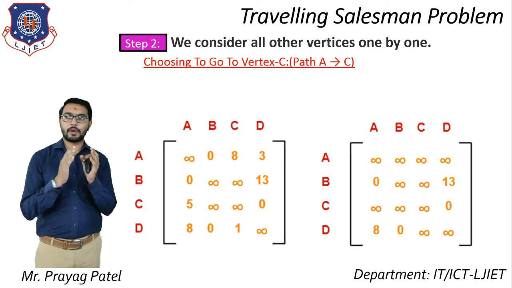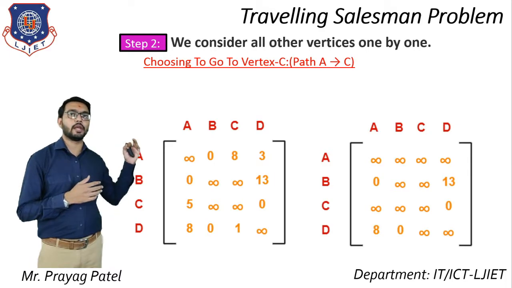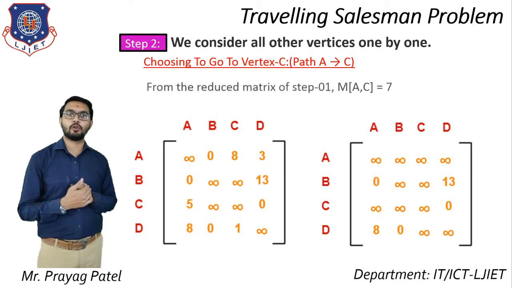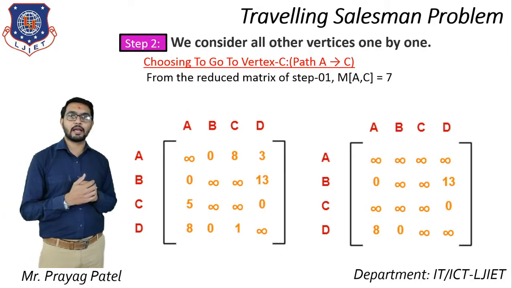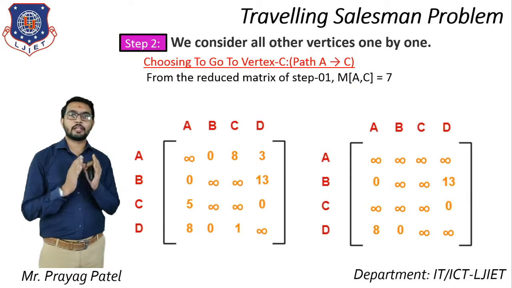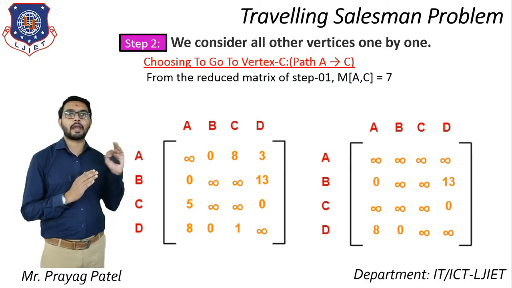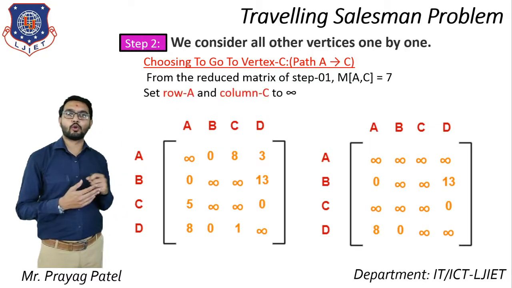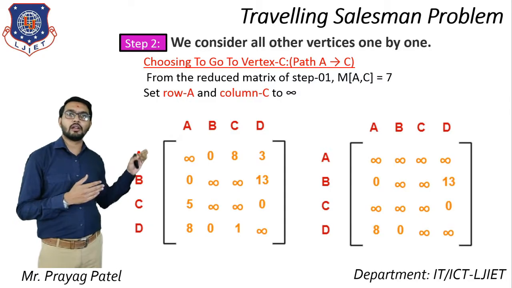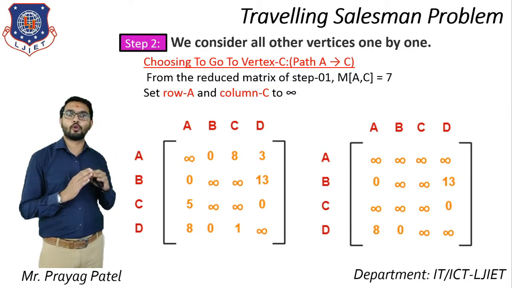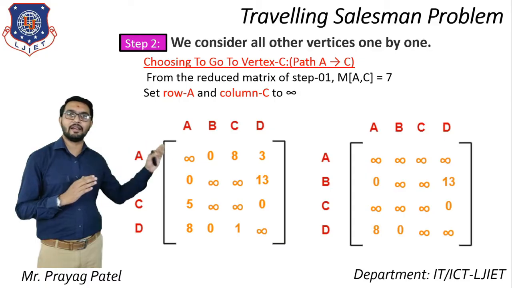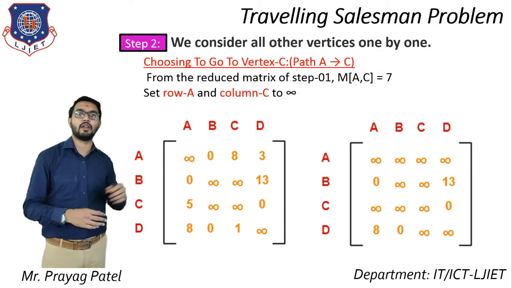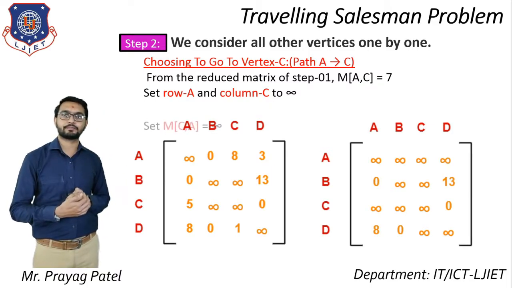Here we first considered path A to B. Now consider path from A to C. So consider the vertex C as your next vertex. So consider the first step: in the reduced matrix of step 1, consider the value of MAC equal to 7 from our previous step. Now consider the row and column infinity. So here, path from A to C, so row A and column C are considered as infinity. Okay, see in this second figure we represent the infinity value in row A and column C.